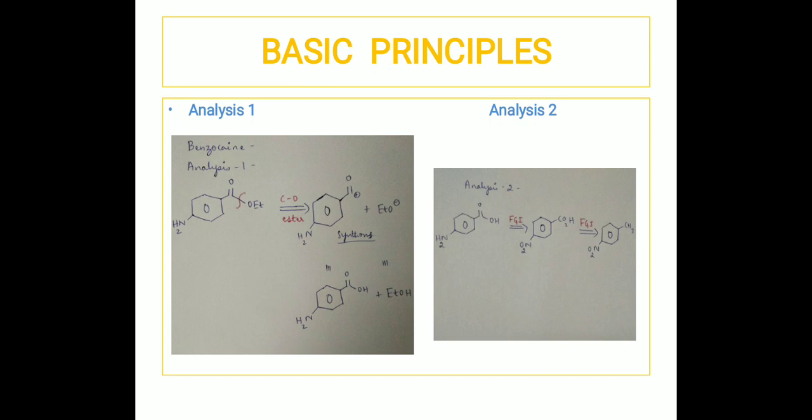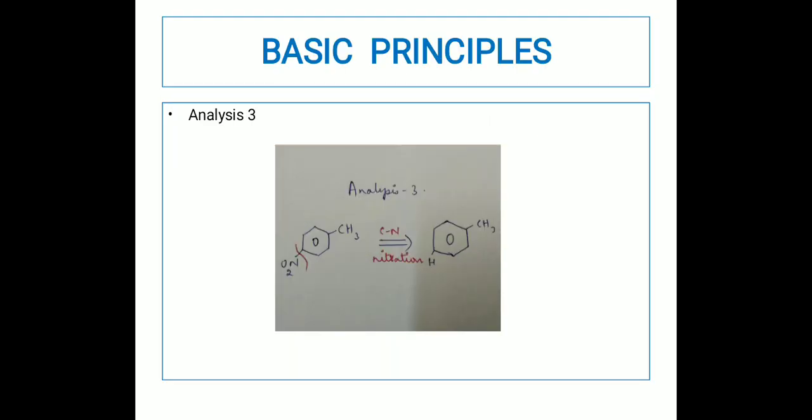And the second would be the FGI, functional group interconversion to methyl group. That is, COOH we are interconverting to CH3. Again, why CH3? Because toluene is a suitable, stable reagent, easily available in the market. So that's the reason why we interconvert COOH to CH3. So this is analysis 2, where two functional group interconversions take place.